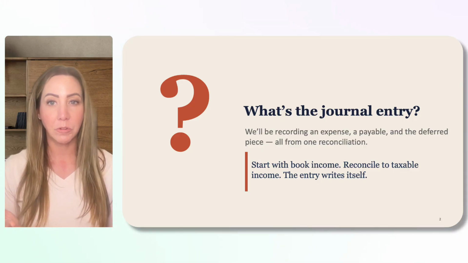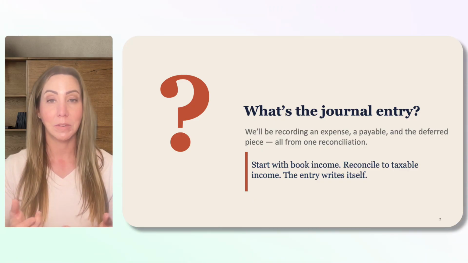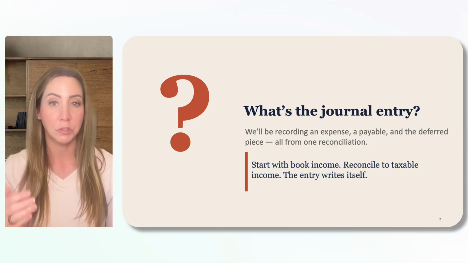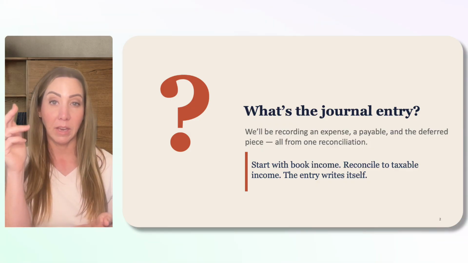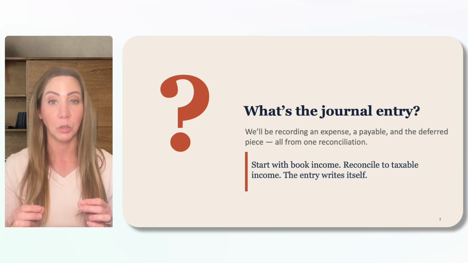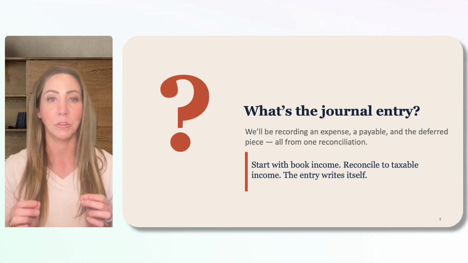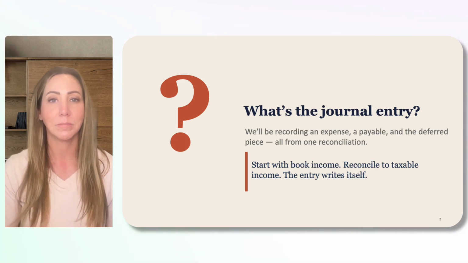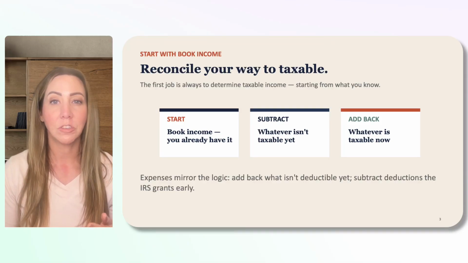Where do the other numbers come from? They come from our reconciliation. A reconciliation is simply a schedule that shows how we get from one number to another. If you can walk from book income to taxable income and show your work, you have everything you need to build a journal entry. So first thing we do always is determine taxable income, starting from the number we already have, book income. The reconciliation logic is simple.